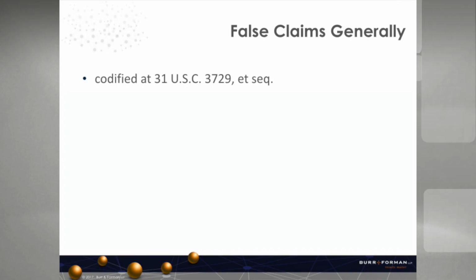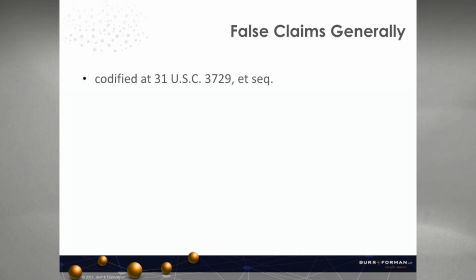Let's talk about the False Claims Act generally. The federal False Claims Act is codified at 31 U.S.C. 3729. While there are many subsections of the False Claims Act that deal with when a claim is false, when it's not, and all the defenses surrounding that.